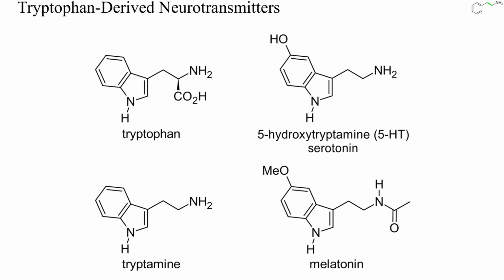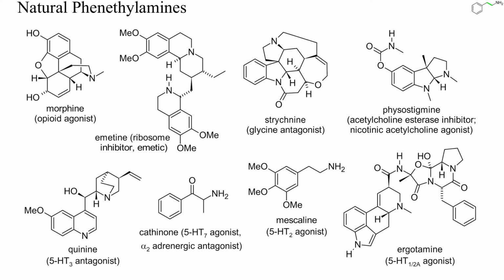The biosynthesis of many neurotransmitters starts by decarboxylation of an amino acid. Serotonin, tryptamine and melatonin, for instance, are biochemically derived from tryptophan. Plants and fungi also produce phenethylamines to protect themselves from herbivores.